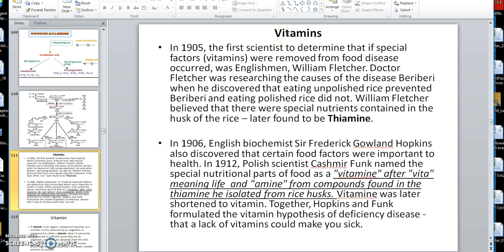They are substances needed in small quantities that the body does not produce. Okay?